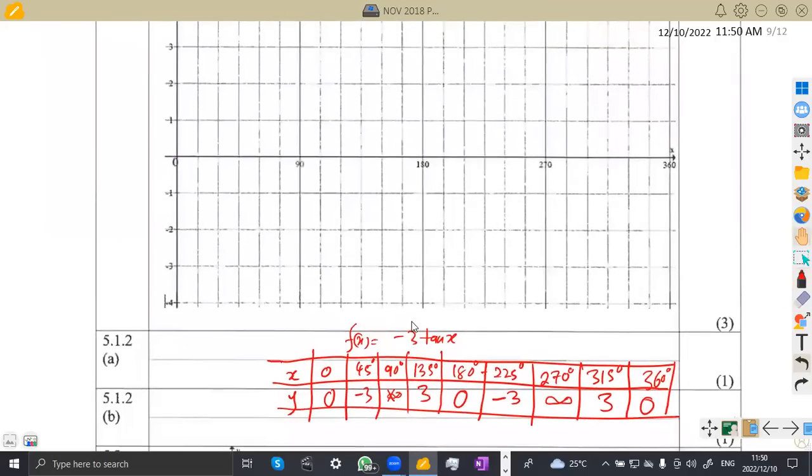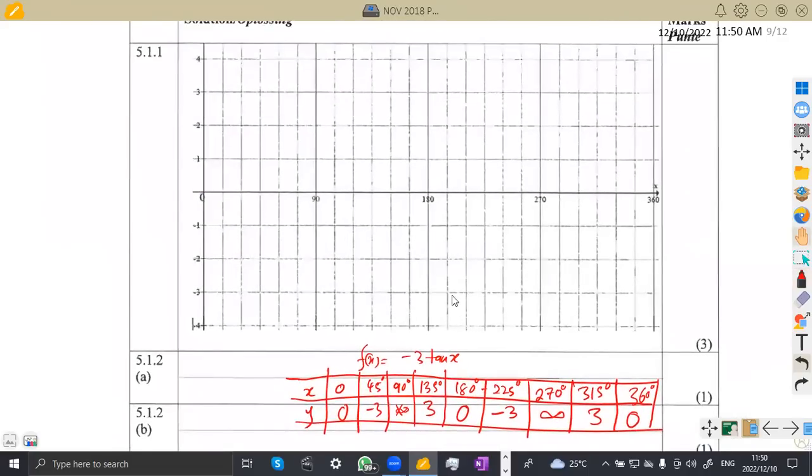The first thing that you need is to represent the asymptote, which is found at 90 degrees and at 270. So at 90 degrees, we have got the asymptote. You can even represent it with a broken line, which means your graph is not going to pass through 90 degrees, and also at 270 degrees. All right, so that's our asymptote. Take note, this is your 0, your 90, your 180, your 270, and your 360.